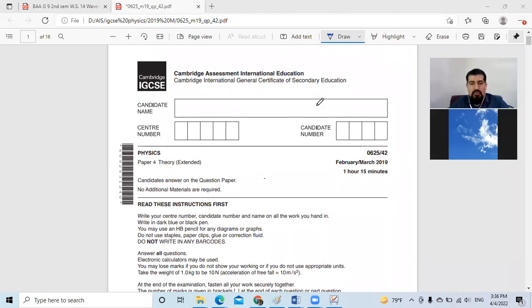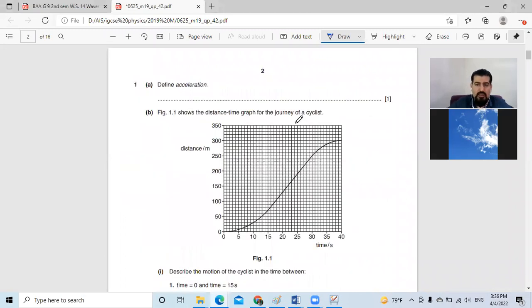In this paper we have a lot of questions that have unique ideas, and also several questions that keep repeating ideas. First question, for example, define acceleration. Now, all of us know the definition of acceleration: it is the rate of change of what? Velocity.